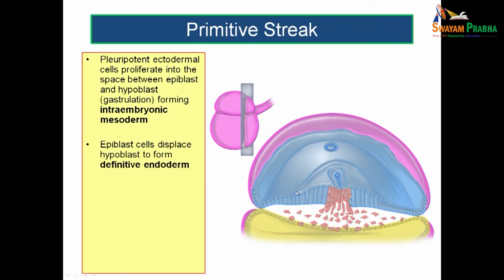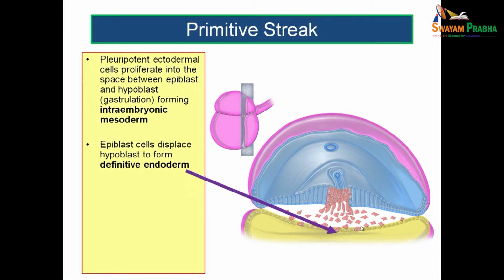Now what happens is, the epiblast cells, after or simultaneous to the formation of the intraembryonic mesoderm, will be replacing the cells of the hypoblast. The hypoblast will be renamed as definitive endoderm. Till this moment we were calling this layer hypoblast, but after the formation of the intraembryonic mesoderm, some of the cells from the epiblast will be replacing the cells of the hypoblast. So from this point onwards, the hypoblast is known as definitive endoderm.